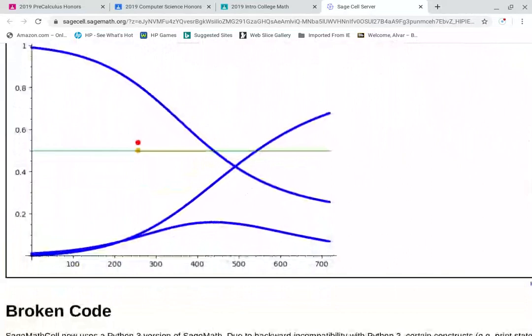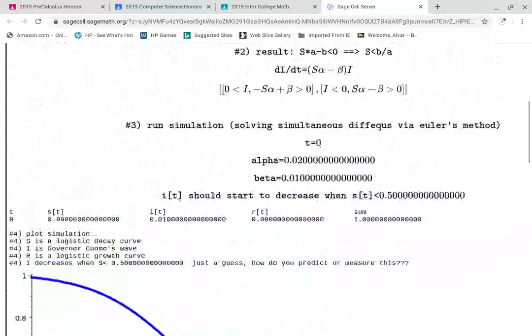And look at what happens. Now it takes over 400 days to get to a max for the infected population. That wave at the bottom, that curve at the bottom, that Governor Cuomo was always calling the wave. And look, the maximum infected part of the population is less than 20%. It's like 15, it's less than 15%. So that's good. Now, how do you change beta?